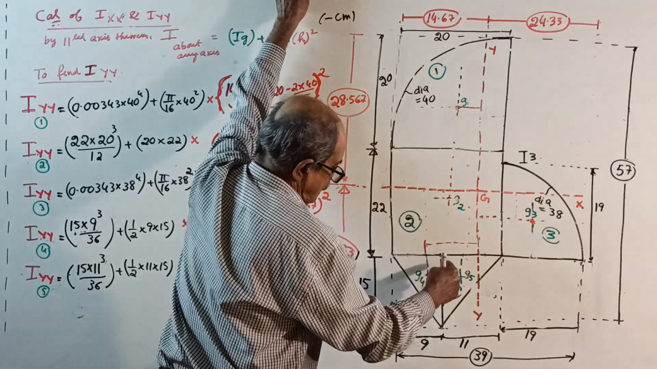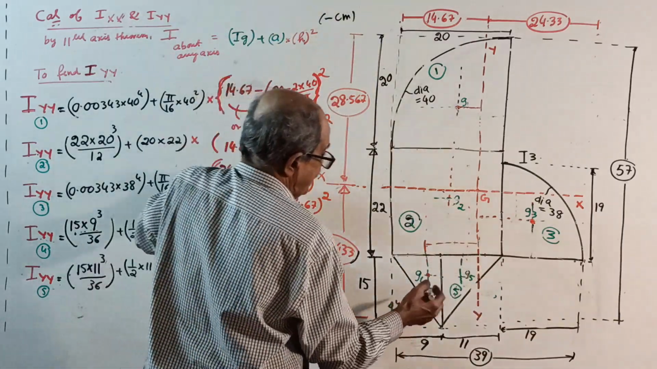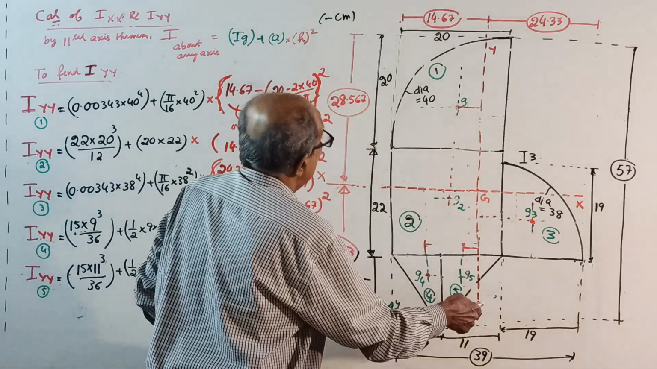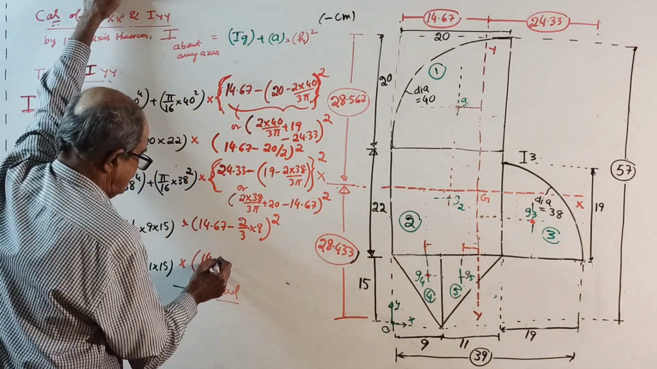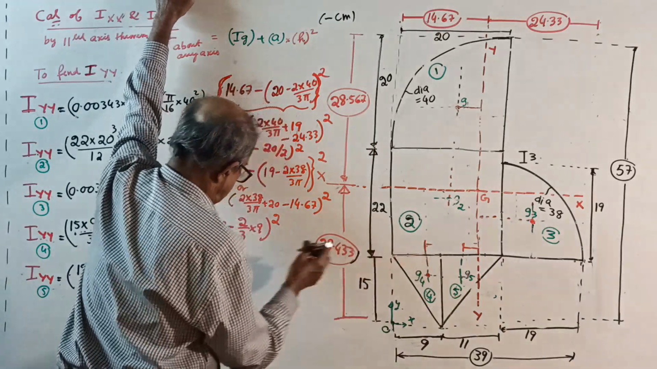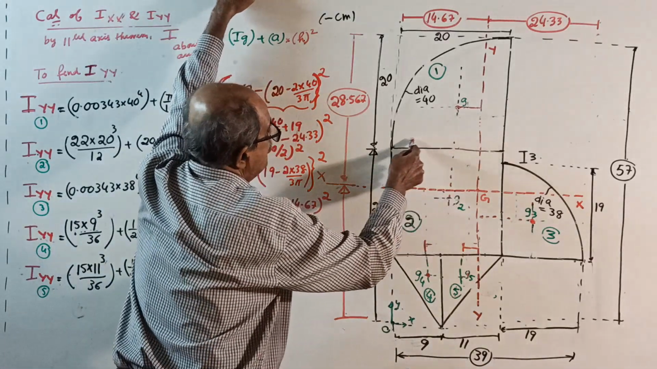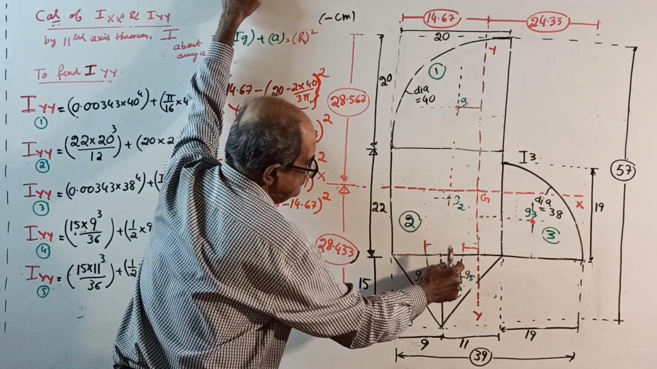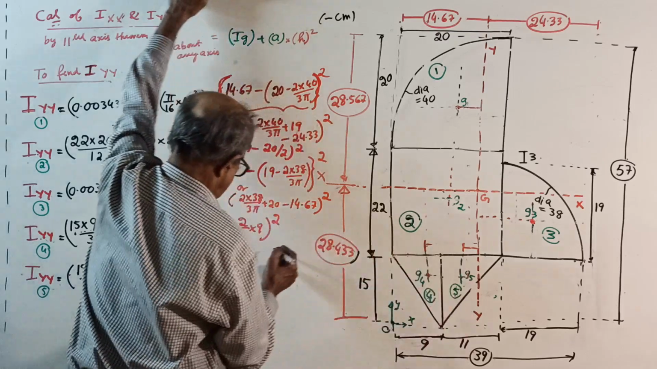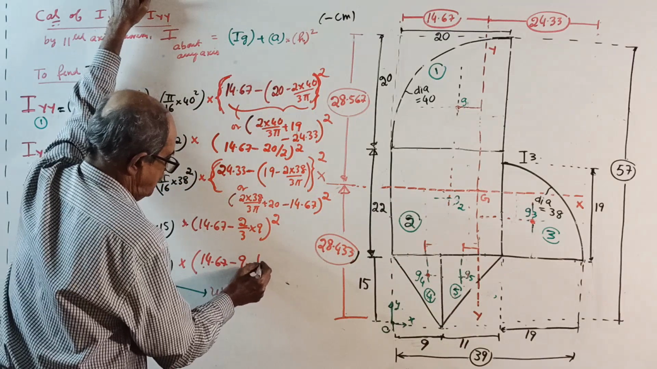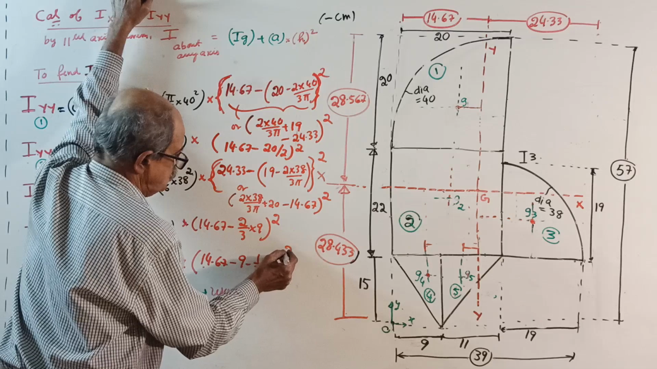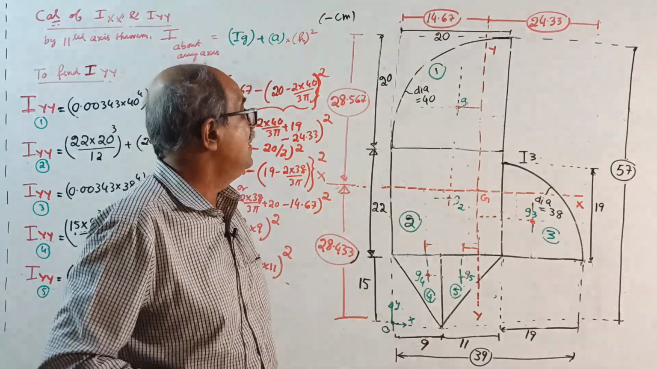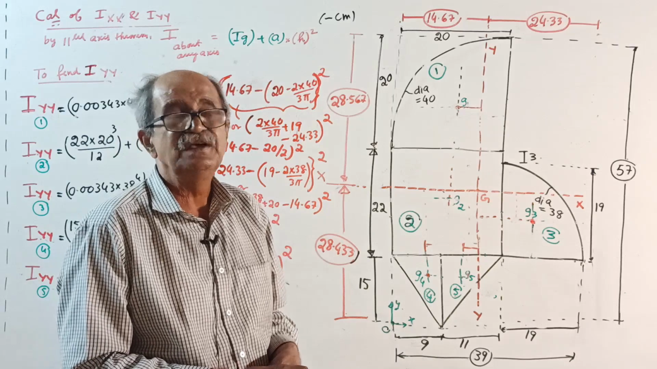Lastly, I for the fifth one, its own axis. Parallel side is 15. 15 into 11 cube by 36 plus area into, now from G5 to YY, this distance square is 14.67. Subtract full 9. See, 14.67 minus 9 minus this distance. This distance is 1 by 3 of 11. Minus 9 minus 1 by 3 of 11, whole square. Calculate IYY.